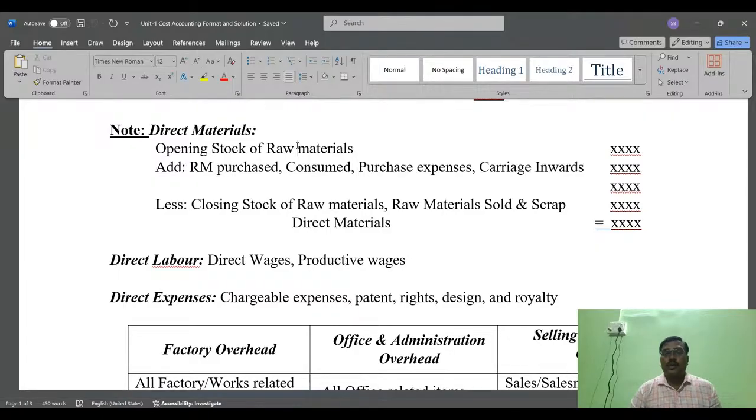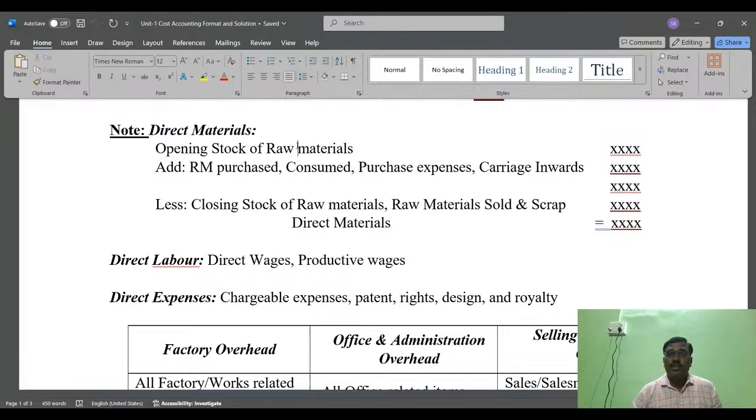Opening stock of ballpoint pen nib is in a factory. We are manufacturing ballpoint pens. For that, the basic element is the nib. We have 1,000 nibs in our factory at the beginning of the year. At the end of the year, we have only 800.